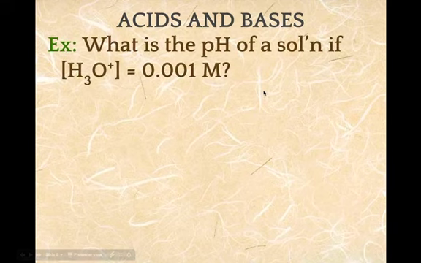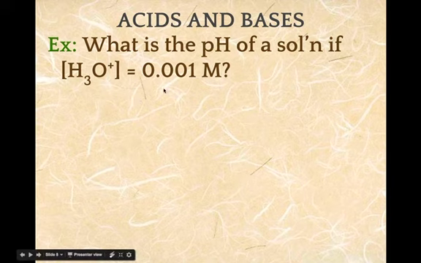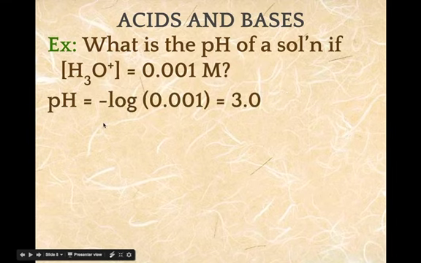So let's look at an example. What is the pH of a solution if the hydronium concentration is 0.001 molar? Well, like we saw before, just plug that into the equation. pH equals negative log of the concentration here. Put in 0.001, you get, oh, don't forget the negative and log, and you get 3. And that makes sense because 10 to the minus 3 is 0.001.